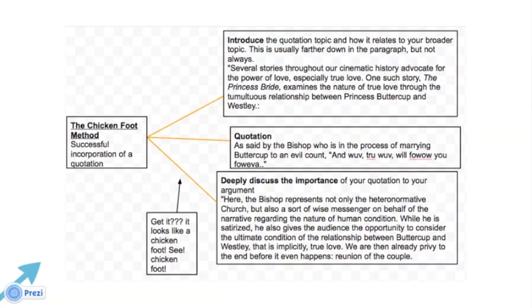So as you can see, we're talking about true love, but we're talking about it in the context of the Princess Bride, and also how much we are obsessed with true love. As I said a little bit earlier, our cinematic history advocates for the power of love, and we're going to see this in the end here. So really, you're trying to make mini paragraphs: intro, quotation, discussion within your paragraphs. And like I said, this is going to make it so your audience really understands why this quote is important.